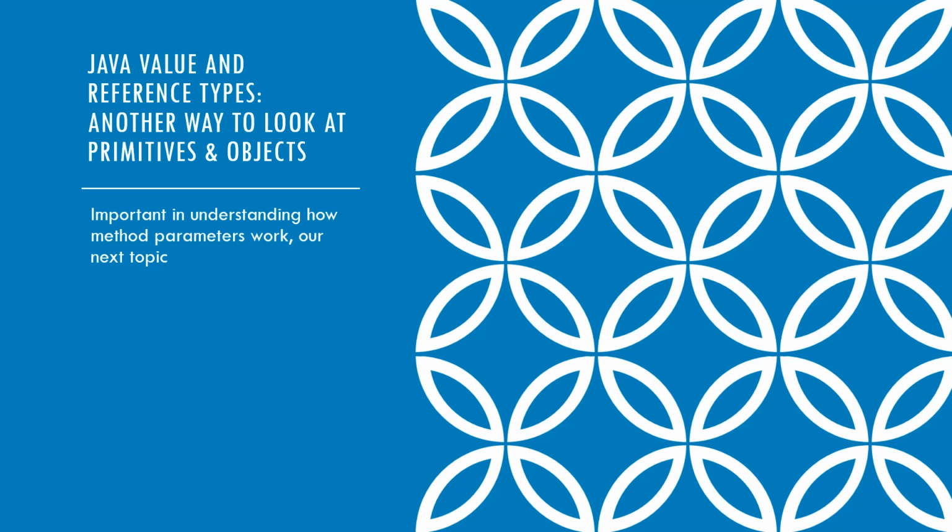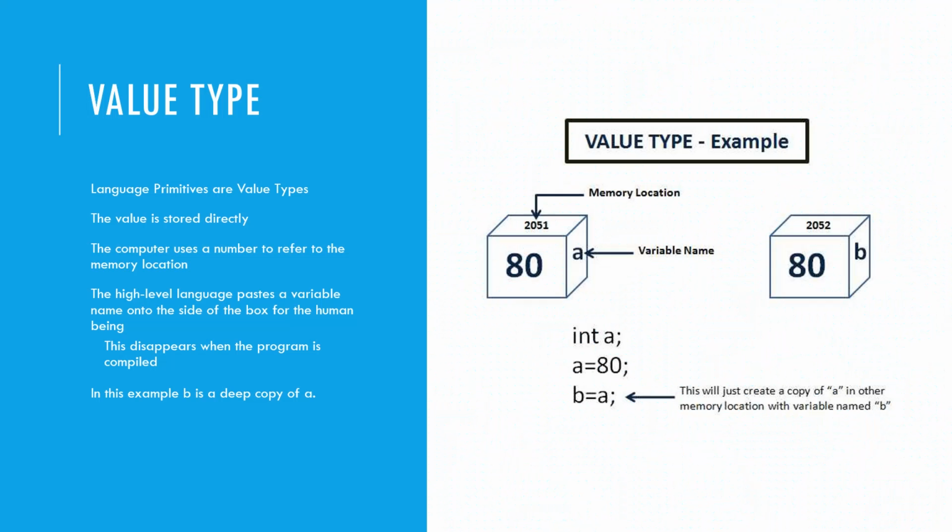This time we're going to look at Java value types and reference types as another way to look at primitives and objects. And this will be important in understanding how method parameters work at a deeper level, which is our next topic.